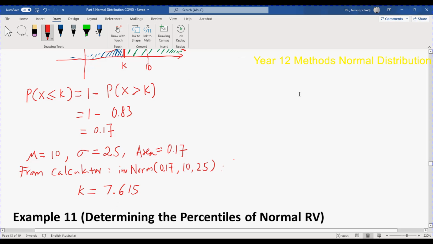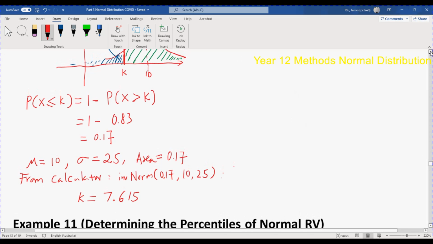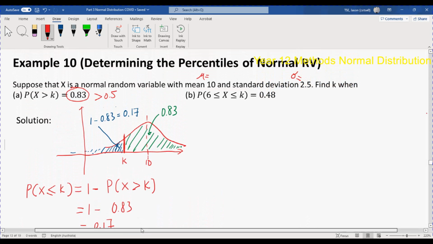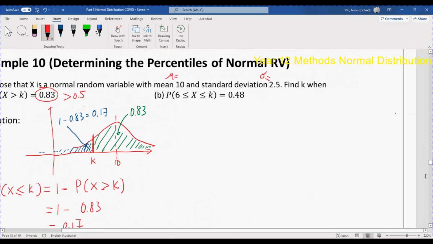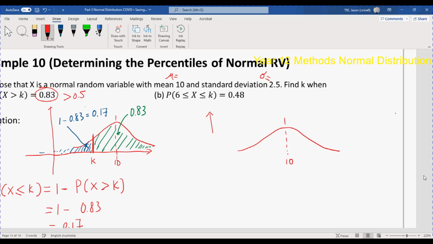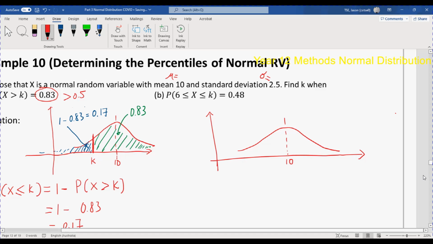Okay, let's have a look at the next one. So the next one, again, is a normal distribution. Okay, here's 10. And let's draw it a little bit here. Okay, and you need to find from 6 to k. K is unknown. So 6 is here.